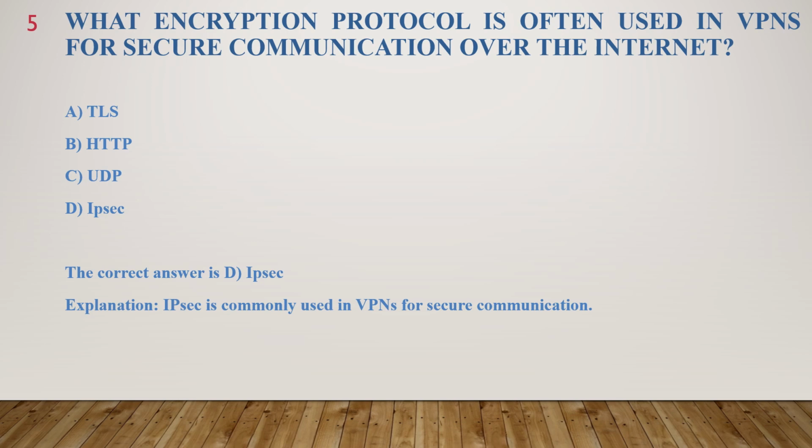TLS, Transport Layer Security, primarily used for web browser security, HTTPS, and secure email, STARTTLS. Operates at the application layer, Layer 7, encrypting only application data, not entire IP packets. Can be used in conjunction with VPN protocols like OpenVPN for data channel encryption, but not directly as the VPN protocol itself. HTTP, Hypertext Transfer Protocol, unencrypted protocol for transferring web pages and other resources, highly susceptible to eavesdropping and data interception, not suitable for secure communication in VPNs.